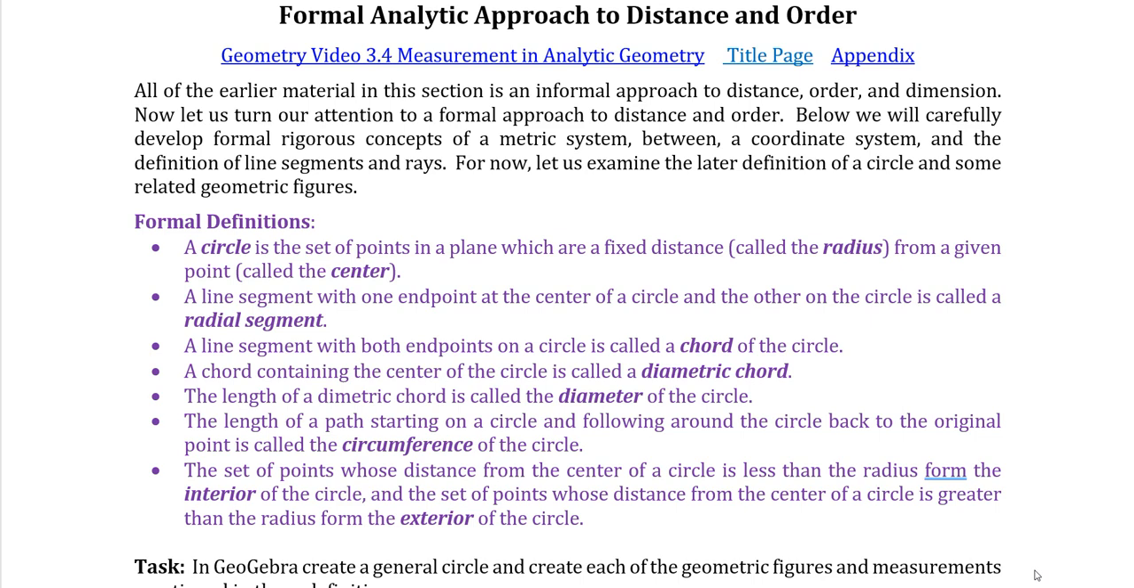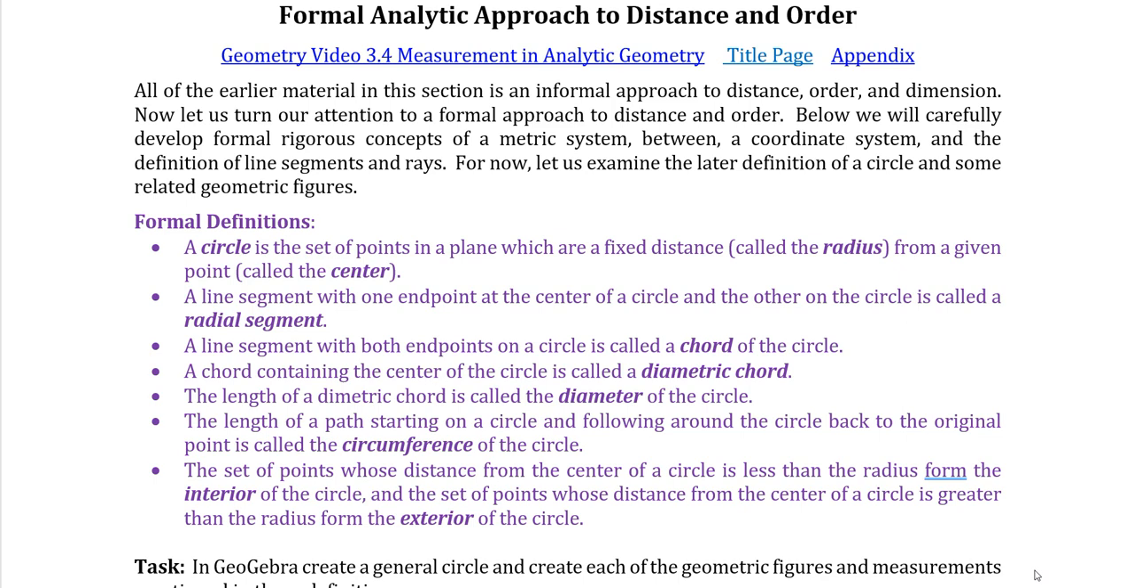We're going to carefully develop rigorous concepts of a metric system, between, a coordinate system, definitions of line segments and rays over the next few videos. But for now, let's examine the later definition of a circle and some related geometric figures. So here's some formal definition. A circle is a set of points in a plane which are a fixed distance, called the radius, from a given point called the center.